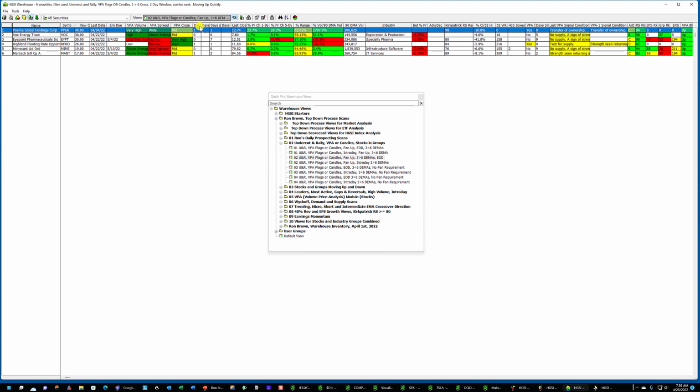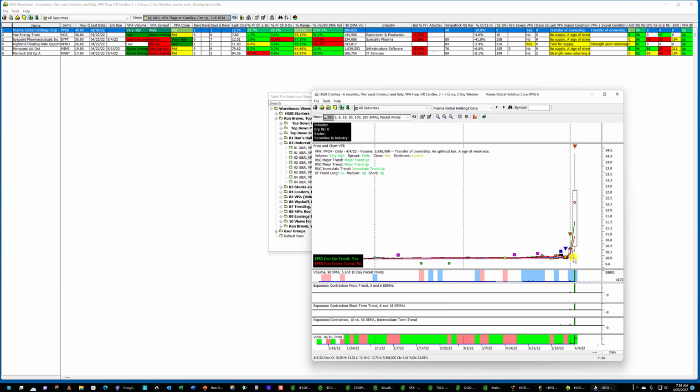Now I immediately look at these columns right here. This is the days since the 3 crossed the 6. I allow a 2-day window, and the days since the volume point of control went positive. Now this one is not. This must be an IPO. It's not in a group yet. Let's just take a look at some of these.